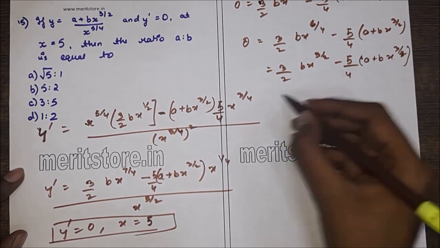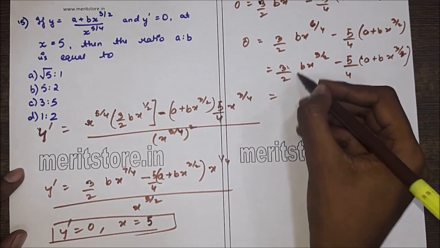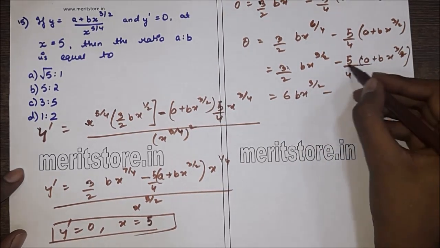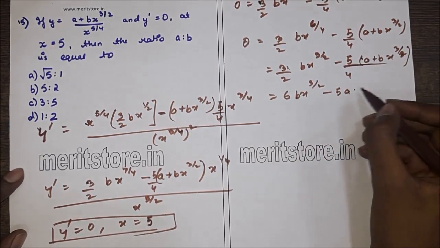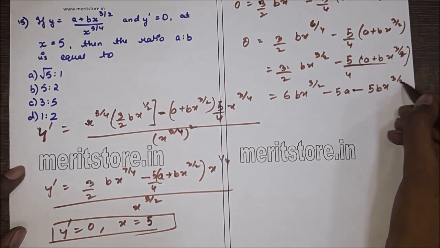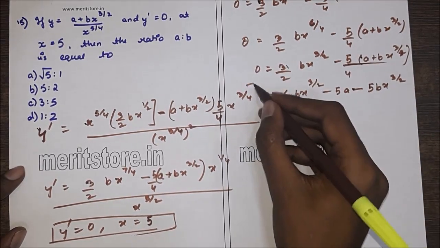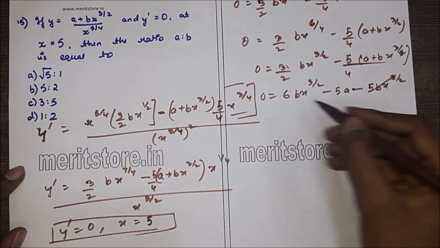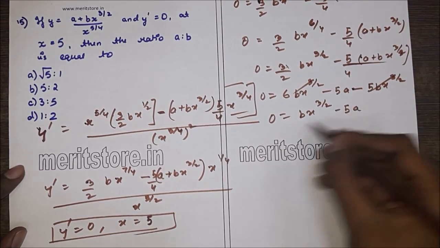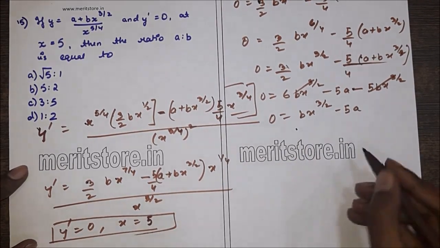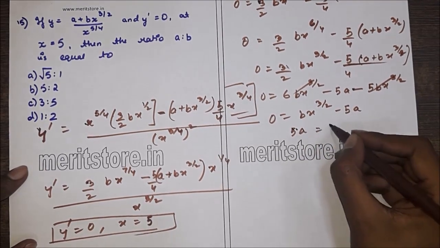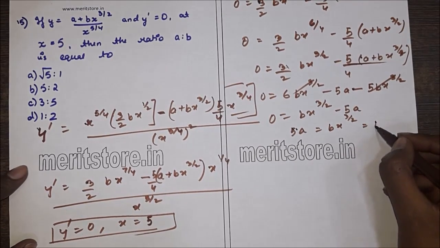Now multiplying throughout by 4, we get 3 into 4 by 2, which is 6. 6b x raised to 3 by 2 minus, we expand this term, we get minus 5a minus 5b x raised to 3 by 2, which is equal to 0. So this gets cancelled. We are left with 0 equals b x raised to 3 by 2 minus 5a. That is, now we substitute the value. We get 5a equals b x raised to 3 by 2, which is b times 5 raised to 3 by 2.